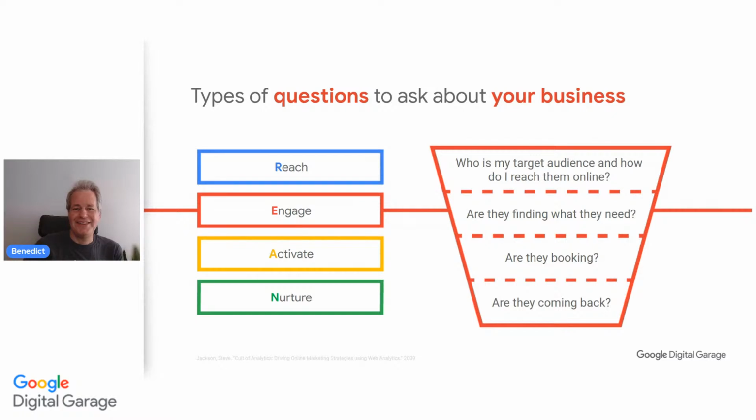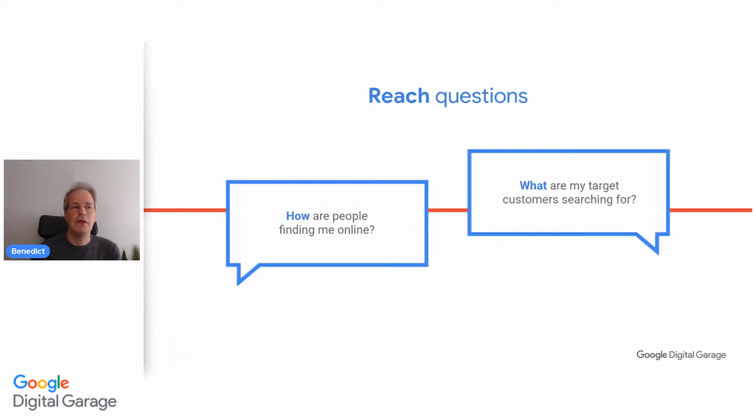Okay. So just to recap on that, reach, how did my customers get to my site? Engage, what do they look at and engage with on my site? Activate, did any of my customers complete an action I wanted them to? And nurture, how can I get my customers to come back again? Now, I'm going to be dealing with all of these as well in the context of Google Analytics to help you, all right?